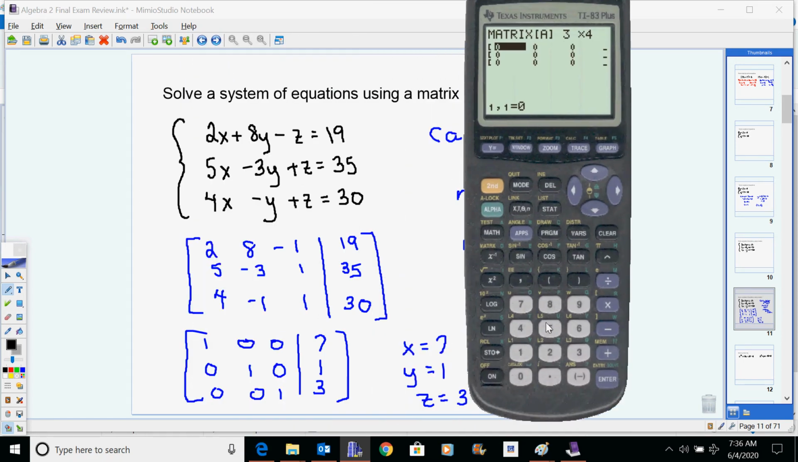Okay, I'm going to put in 2, and I'm going to put in an 8 and a -1. Oh, now that would be the blue negative. We don't want the blue negative. We want this negative right down here, or we will get an answer, -1, and then 19. And then we go to the next row and we put in our 5, our -3, not this one. If you get an error, that's probably what you did. 1 and 35.